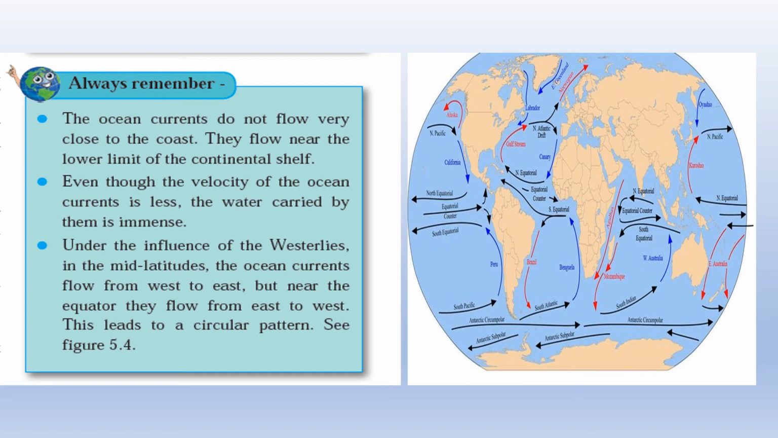I said that from the North Pole to the South Pole, it takes almost 500 years for the water to mix. Under the influence of westerlies, in the mid-latitudes, the ocean currents flow from west to east, but near the equator, they flow from east to west. This leads to the circular pattern. I think here I have completed the third segment explanation.